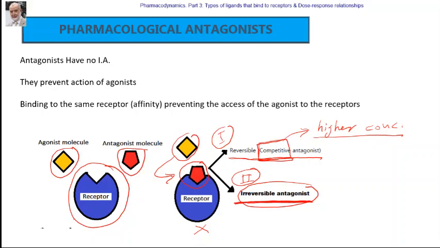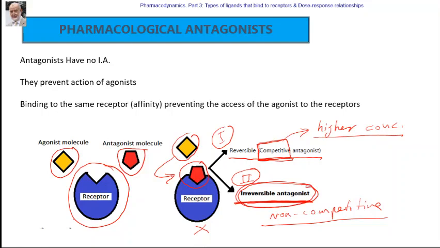Okay? So, we call it pharmacological antagonism because the agonist and antagonist act on the same receptor. They are either reversible competitive antagonism or irreversible antagonism. Some people call it irreversible non-competitive antagonism. I don't like this name because there is no competition in this case. So we prefer to call it irreversible pharmacological antagonism.